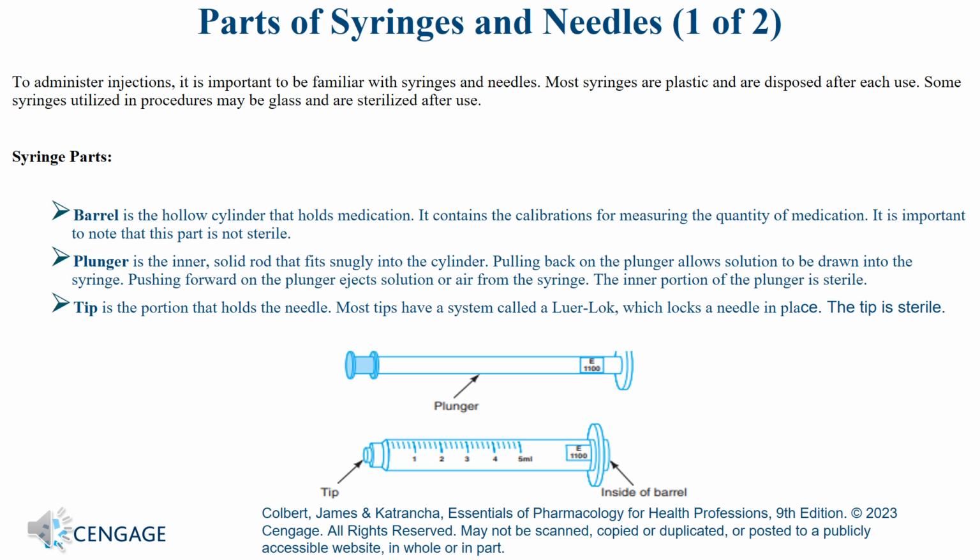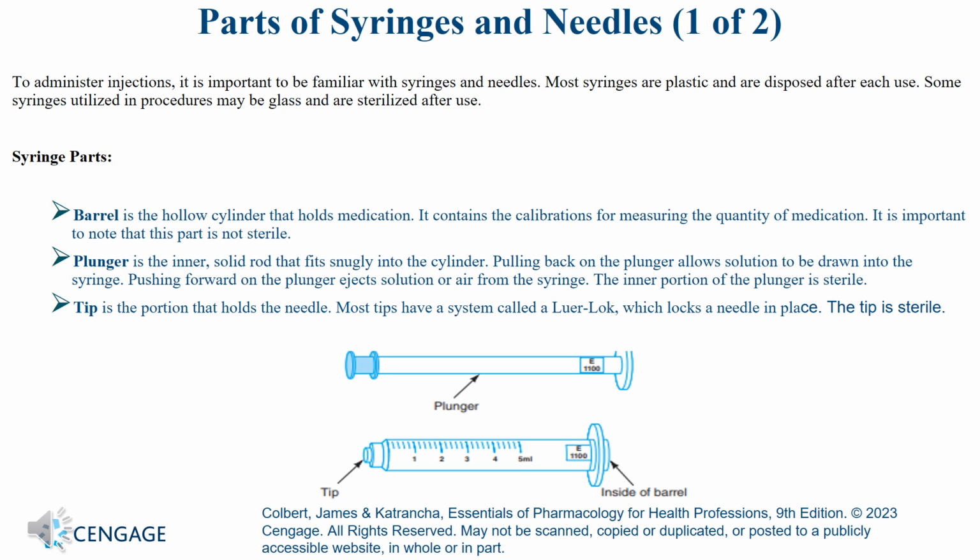Okay? Your plunger is what goes on the inside, the inner solid rod that fits snugly into the cylinder. Pulling back on the plunger allows solution to be drawn into the syringe. Pushing forward on the plunger ejects solution or air from the syringe. The inner portion of the plunger is sterile.